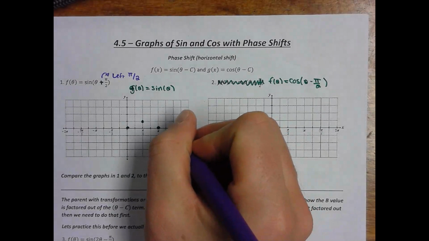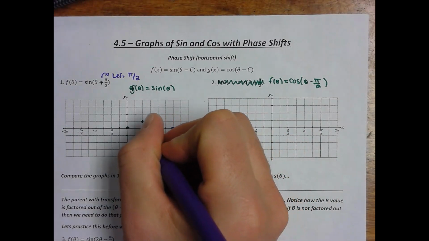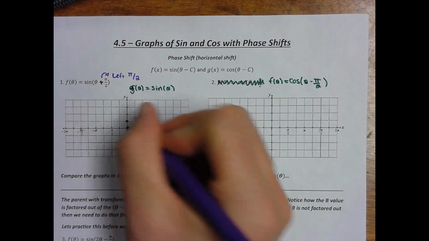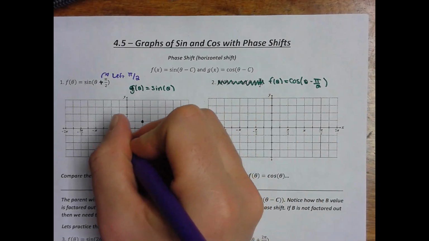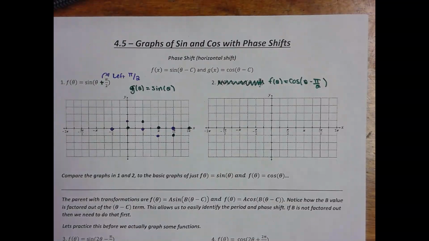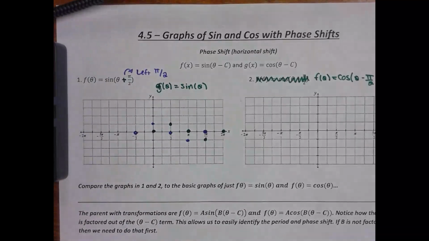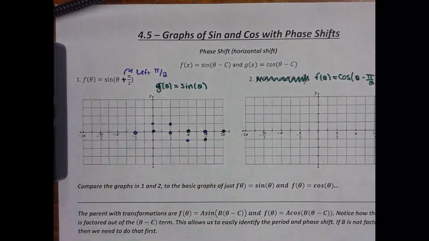So 2 pi moves over to 3 pi over 2. 3 pi over 2 moves over to pi. Pi moves over to pi over 2. Pi over 2 moves over to 0. And then 0 moves over to negative pi over 2. And so all those points in purple, I didn't pick the best colors to tell the difference, but are the graph of sine of theta plus pi over 2.